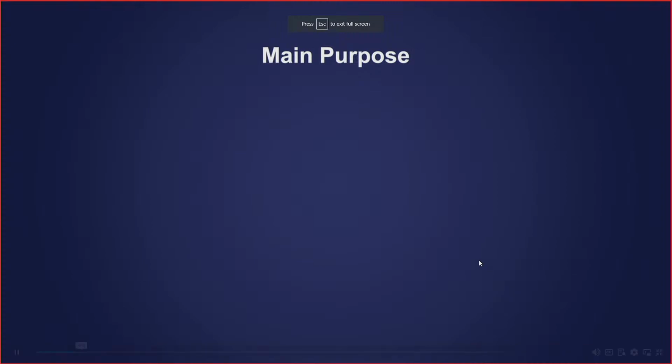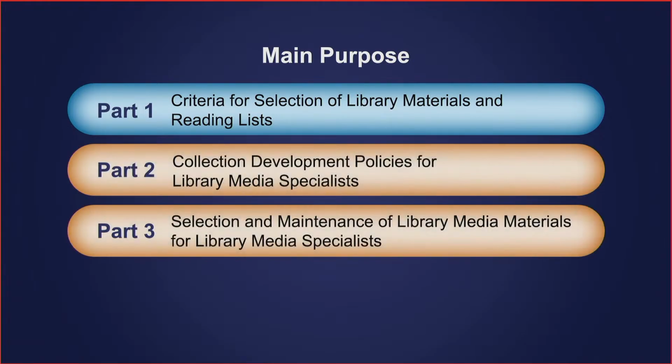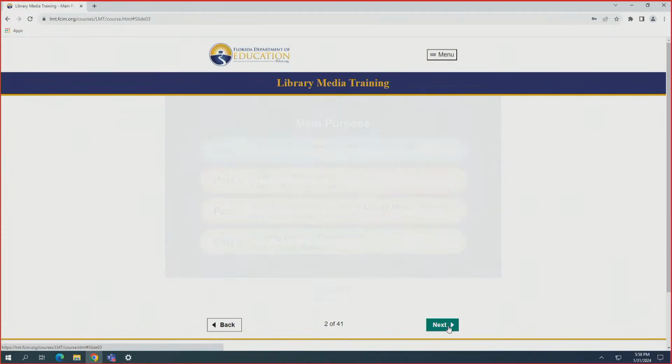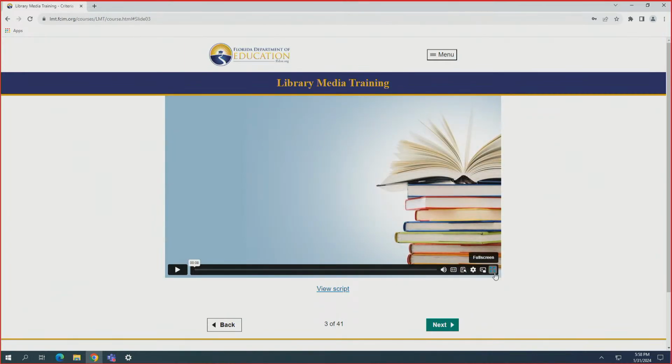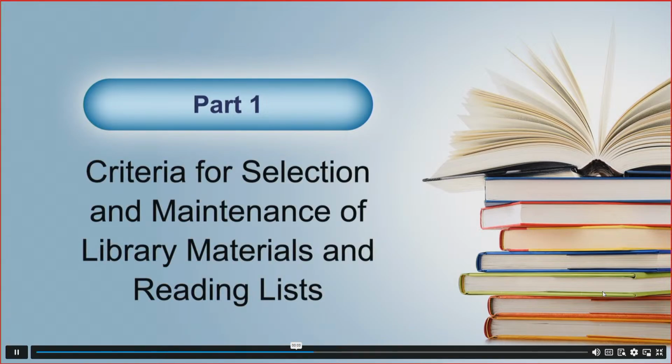There are 4 main purposes to this training. Part 1 discusses the criteria for the selection of library materials and discusses the requirements of many Florida statutes. Parts 2 and 3 of the training are for library media specialists regarding collection policies and selection and maintenance of library materials and reading lists. And Part 4 of the training is to assist reviewers of instructional materials. We are going to begin with Part 1, Criteria for Selection and Maintenance of Library Materials and Reading Lists.